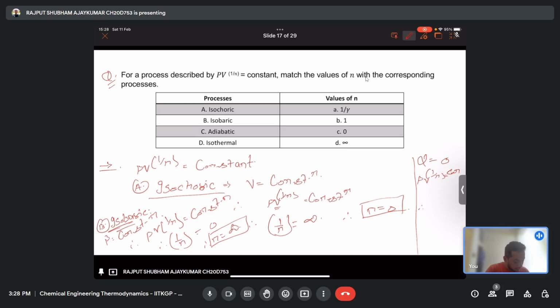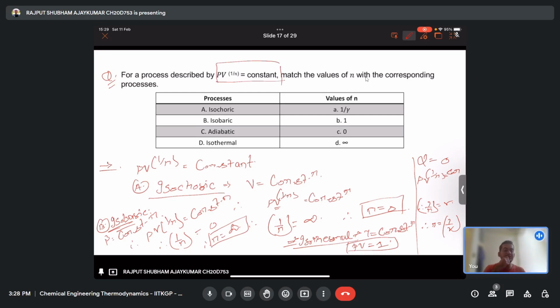Therefore, in place of n, I can replace directly with the gamma. So 1 by n equals gamma, therefore n equals 1 by gamma. And for isothermal, the temperature is constant. So PV equals 1. Because the temperature is constant, you can directly use this equation. So these are some of the simplest terms you need to know, this directly matches with it.